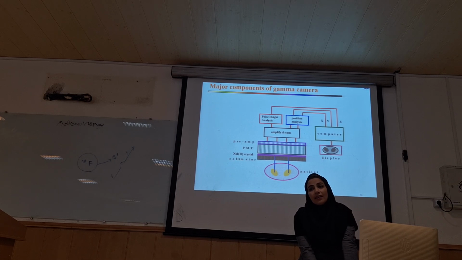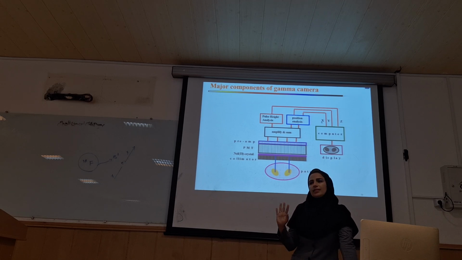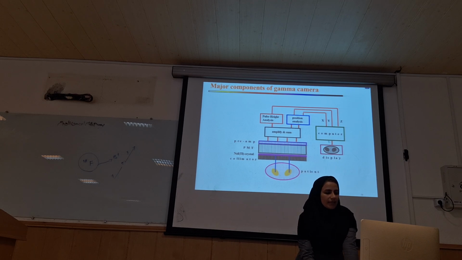And again, it amplifies the signal. After amplifying the signal, we have the localization or positioning electronics, and after that, we have three values, X, Y, and Z of the photon. After that, we can display the image on the monitor. This is all of the process in nuclear medicine.